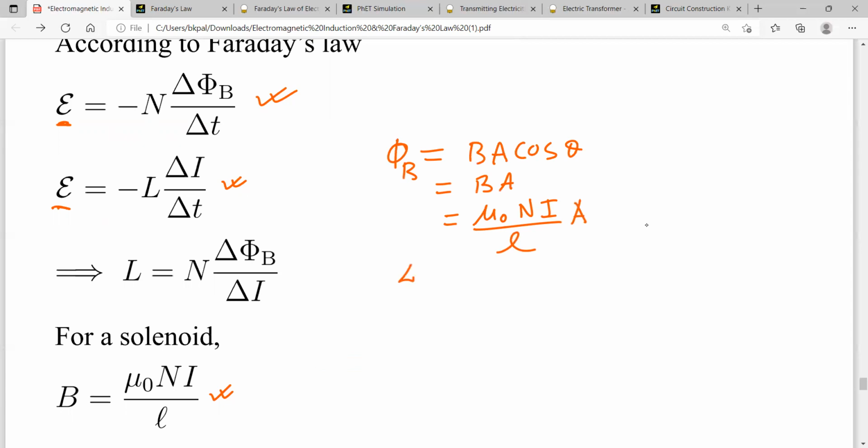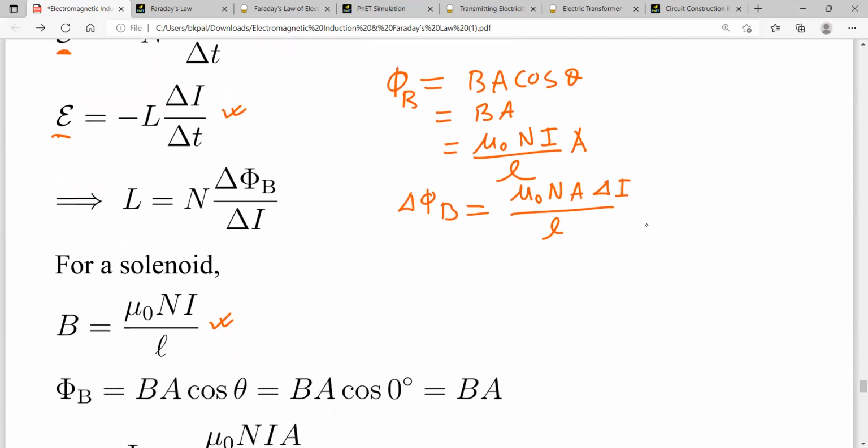Okay, so if I want to know what is the delta phi B, here you see that mu 0 is a constant, N is a constant, L is a constant, A is a constant. So you can change the magnetic flux by changing the current. Okay, so what you get is this. And this tells us that if I divide both sides by delta I, I get something like this: mu 0 and A over L.